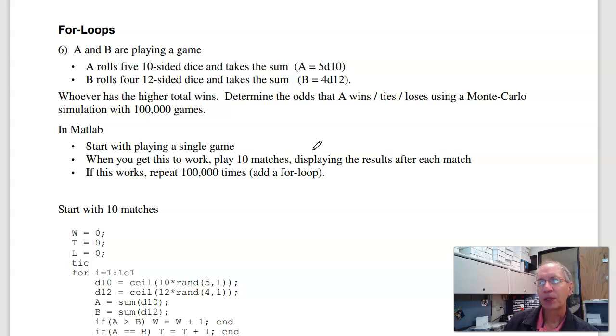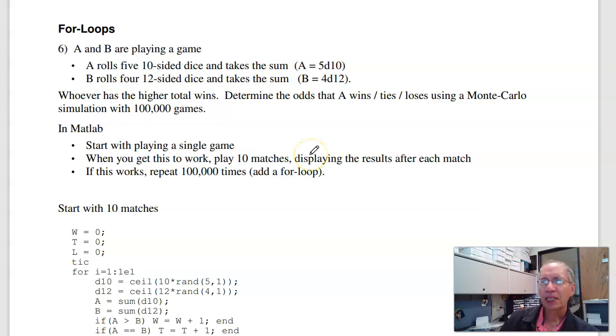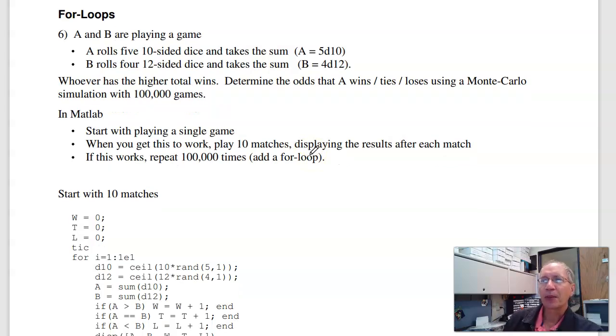In MATLAB, you can do for loops. What a for loop does is it just repeats over and over again. So for example, suppose two people are playing a game. A rolls 5 10-sided dice and takes the sum. B rolls 4 12-sided dice and takes the sum. Whoever has the highest total wins. What's the chance of a win?